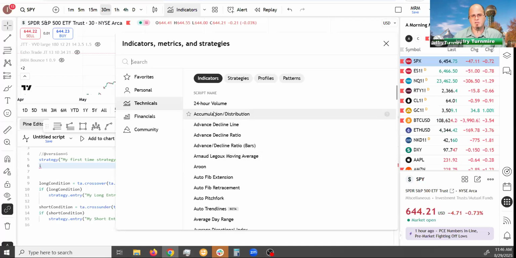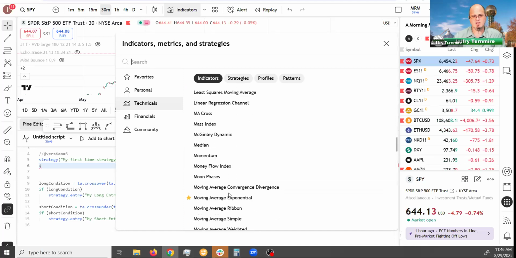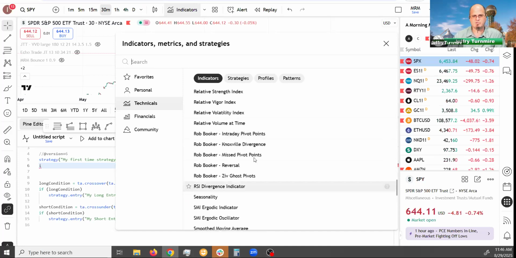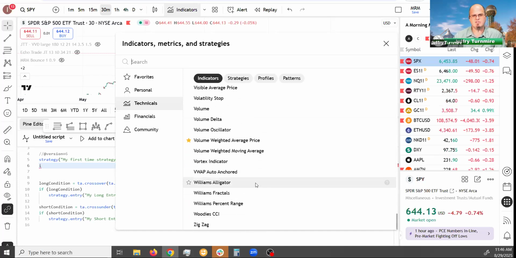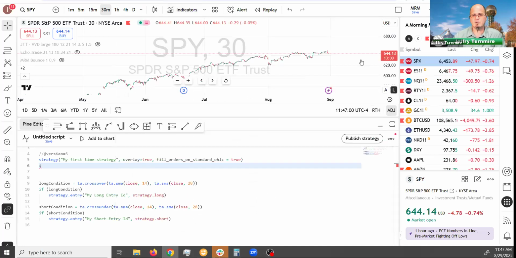All right. If you want to know how to do accumulation distribution or any of these things like ATRs and any single thing they have in here, Rob Booker's got some stuff. Any single thing in here, you can grab it, look at the code, and take parts of it and build it into your own thing. All right. If you want an indicator that indicates when the moon cycle is, that was in here.